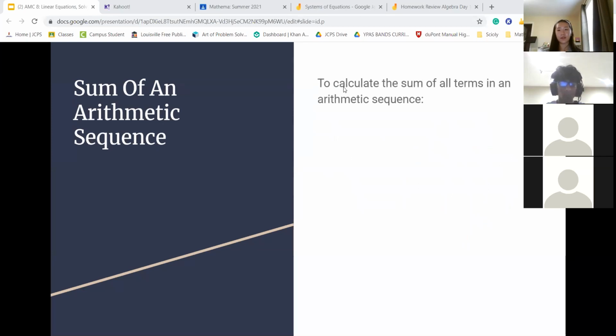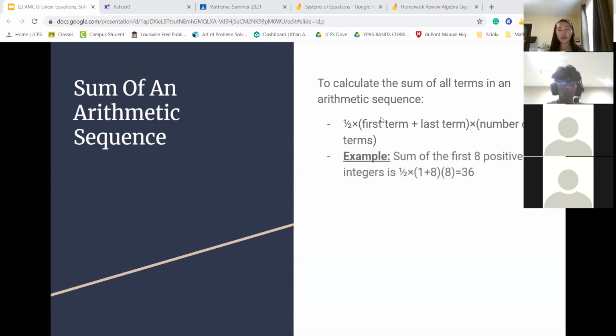So to calculate the sum of all terms in a sequence, we have to use this formula. And we don't want to just blindly memorize this and use it, because this one is pretty easy to understand, and once you understand, it would be much more helpful for you instead of just knowing the formula. So it says that the formula is 1/2 times the sum of the first term and the last term in a sequence times the number of terms.